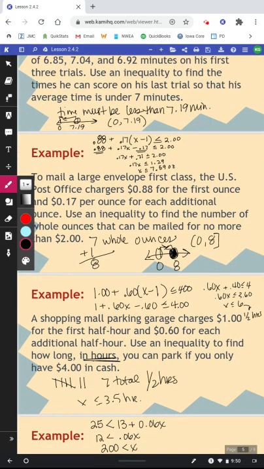On this last one, we're less than or equal to 3.5 hours, but again, we have to park at least something. So we're going to be parentheses 0, 3.5 with a bracket.